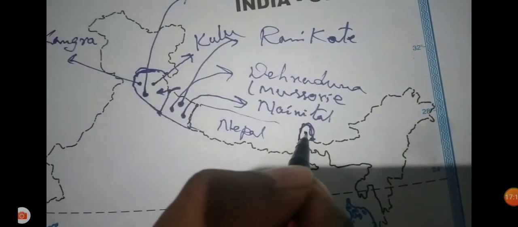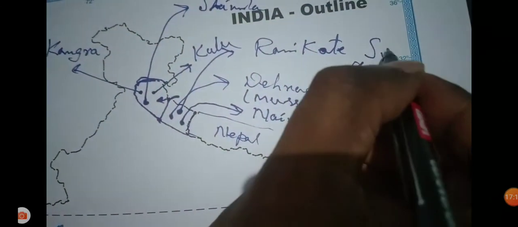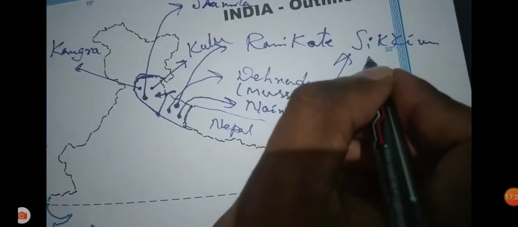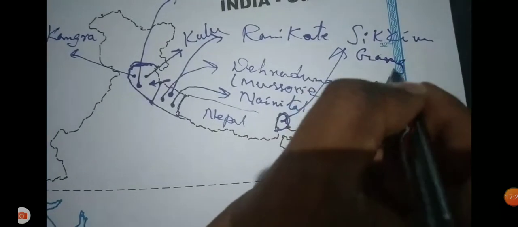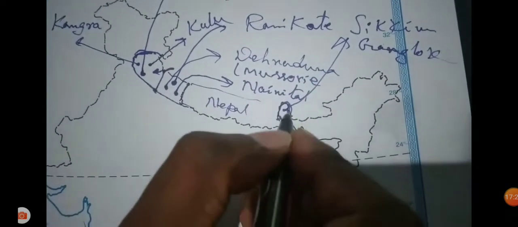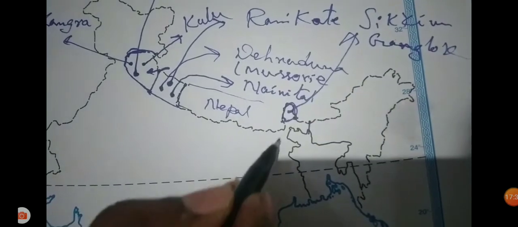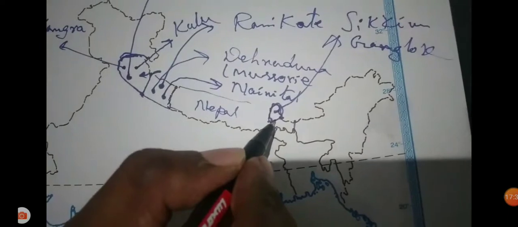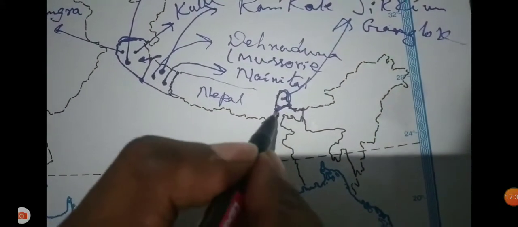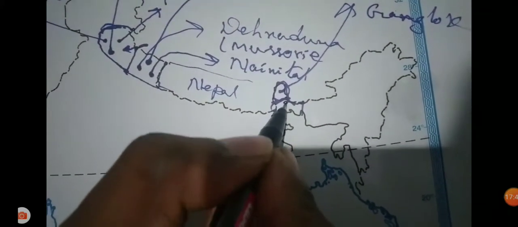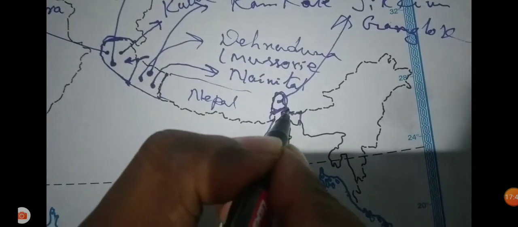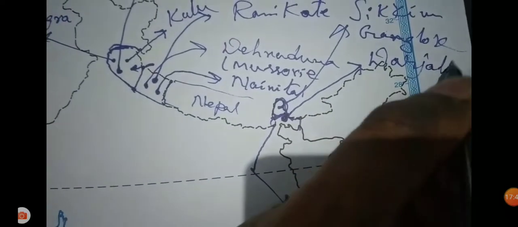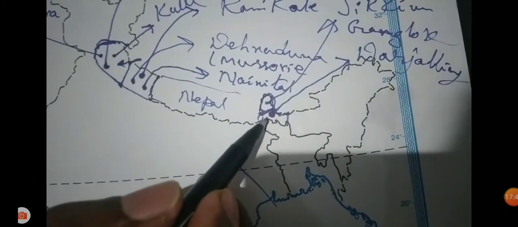Sikkim's capital is Gangtok. The remaining part outside of Sikkim comes under West Bengal. So this entire part comes under West Bengal. In West Bengal, Darjeeling is one of the famous hill stations, located here. Darjeeling is located in West Bengal.